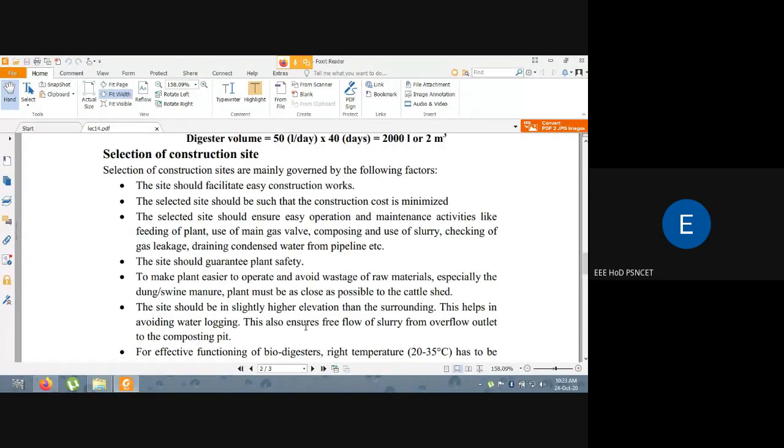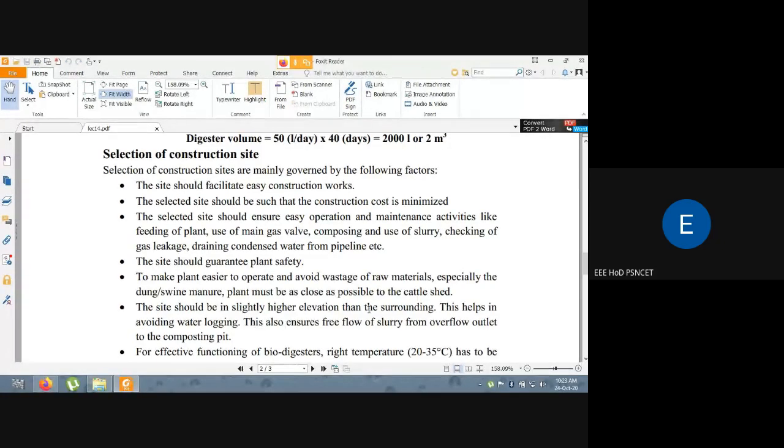Suppose we have built this chamber in the lowest area. Lowest area means automatically the water will log inside the chamber. So we should avoid that concept. Okay.